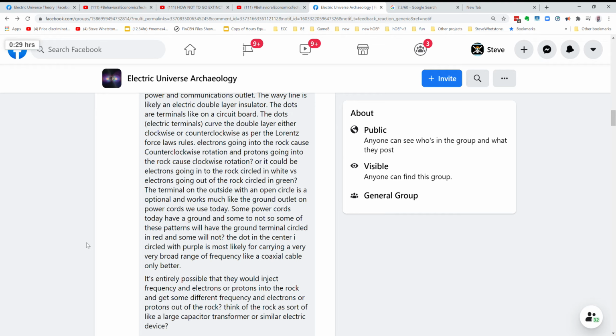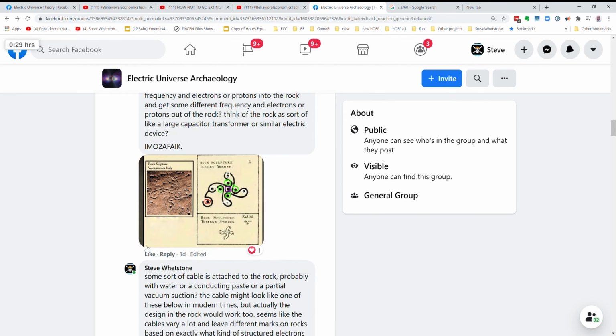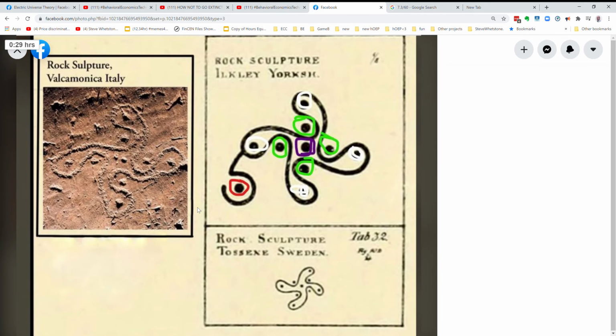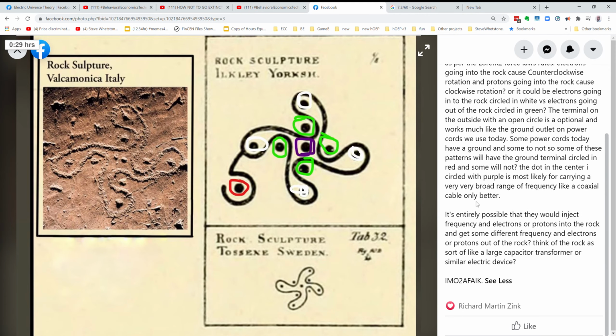Or it could be electrons going into the rock, circled in white, versus electrons going out of the rock, circled in green. The terminal on the outside with an open circle is optional and works much like the ground outlet on power cords we use today. Some power cords today have a ground and some do not, so some of these patterns will have the ground terminal circled in red and some will not.